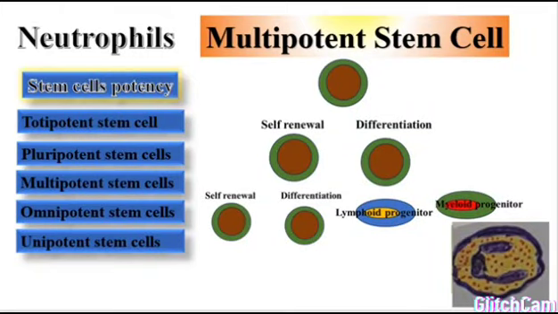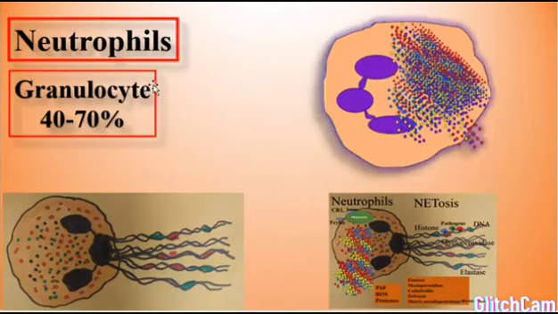In this lecture, I'm going to talk about neutrophils. Neutrophils are granular cells that originate from myeloid progenitors, which originate from multipotent stem cells. They are abundant cells in the body, around 40 to 70% of the total white cells in the body.